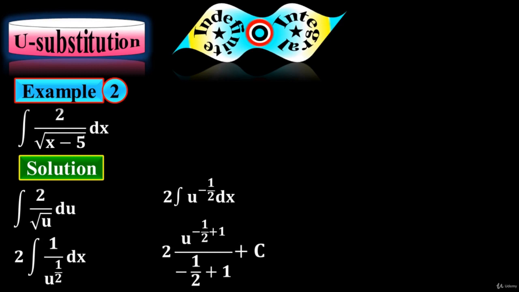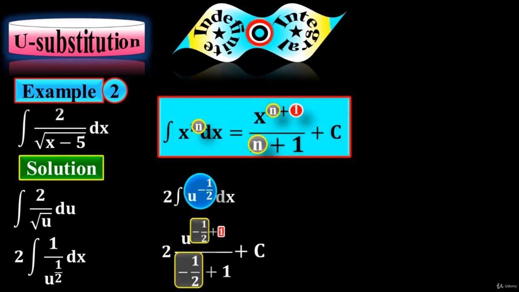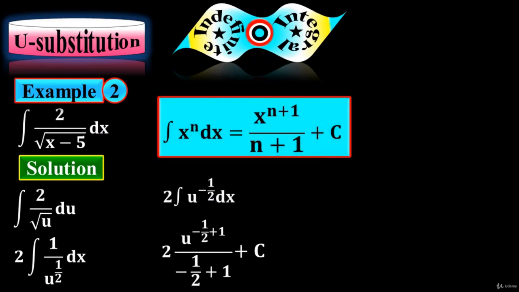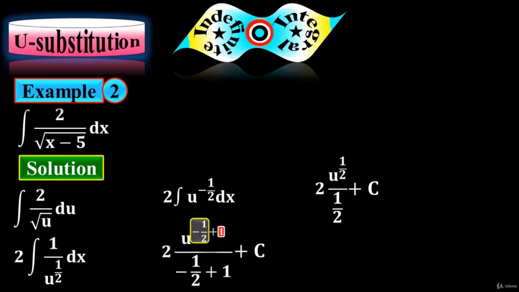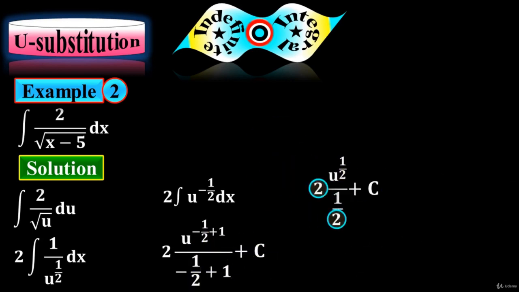plus arbitrary constant. Again, we used this formula, integral of x to the n. The value for n is minus 1 over 2, so minus 1 over 2 plus 1. Minus 1 over 2 plus 1 equals 1 over 2. 2 times 2 equals 4. So 4 times (x minus 5) to the 1 over 2 plus c.